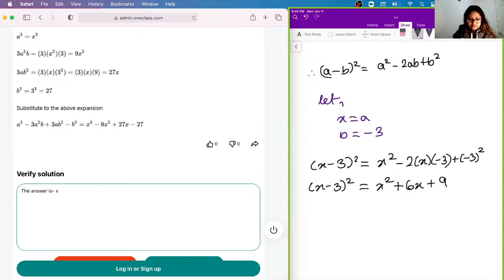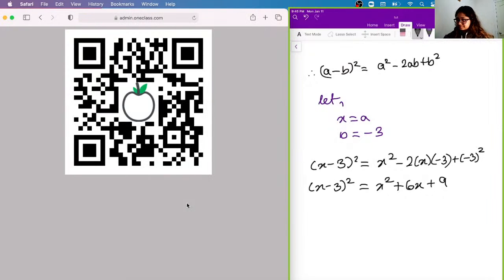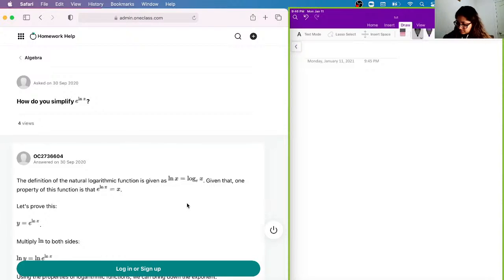x squared plus 6x minus 3 squared is equal to. Next question.